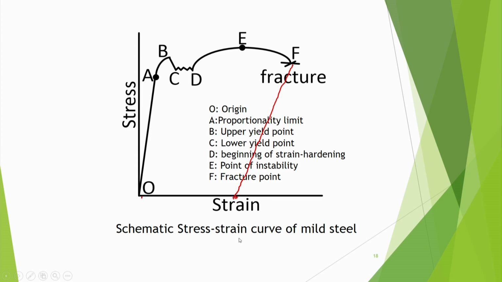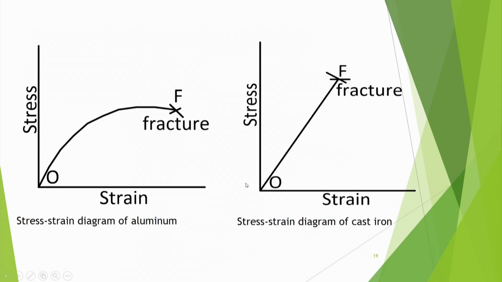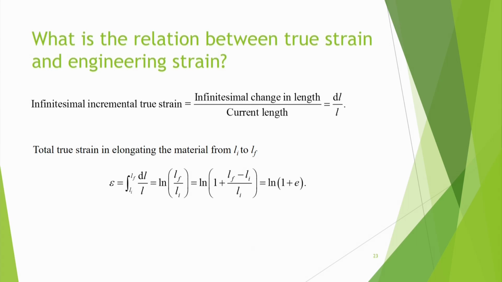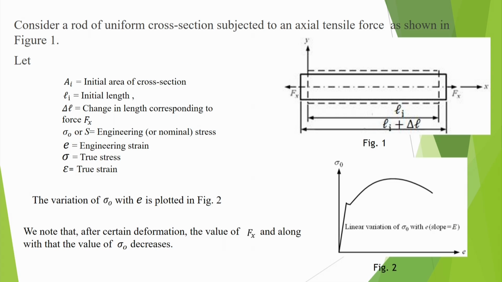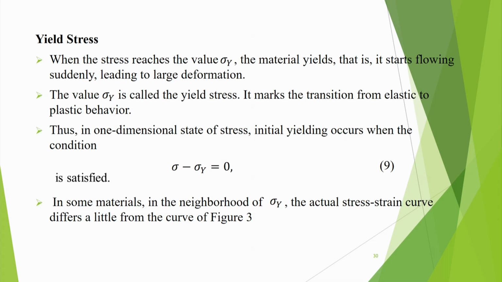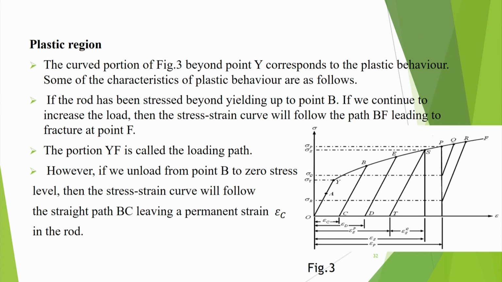And now coming to the next one, we told the stress strain diagram for aluminum, and the stress strain diagram for cast iron, which is a brittle material. We told the definition of nominal stress and true stress, and how they are related. We also told about nominal strain or engineering strain and true strain, that is logarithmic strain, and how they are related. Logarithmic strain is also called natural strain.